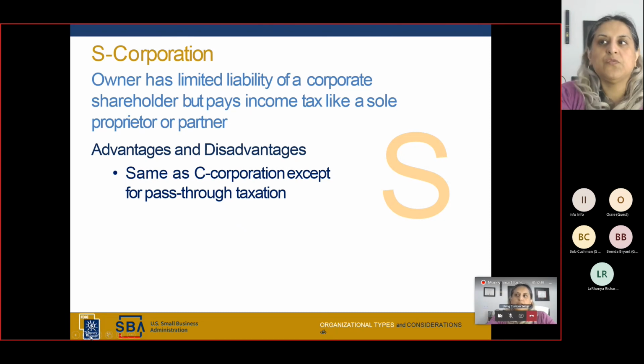An S Corporation is formed by making a subchapter election when you form the C Corporation. To create an S Corp, you must first create a regular corporation with your Secretary of State or your state's corporation division. Then to be treated like an S Corp, all shareholders must file and sign IRS Form 2553. So that's the IRS Form 2553.